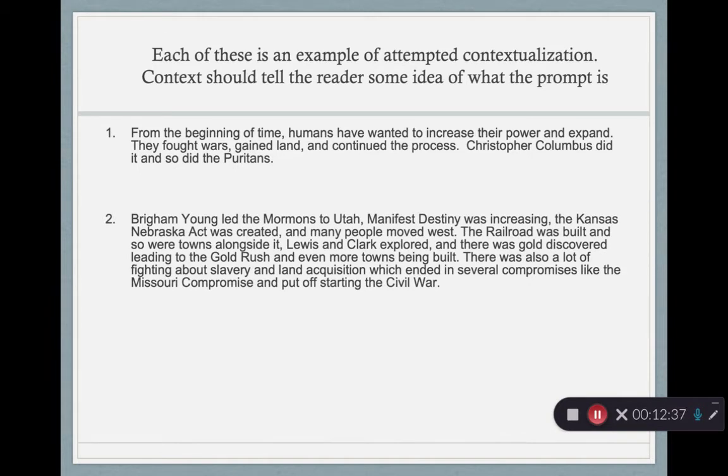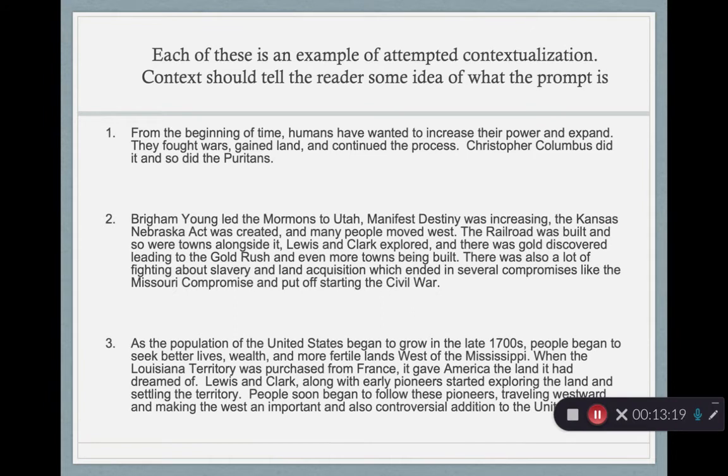Next one. Brigham Young led the Mormons to Utah. Manifest destiny was increasing. Kansas-Nebraska Act created. People moved west. Railroad built. Lewis and Clark. Gold? Slavery? Compromises. Wow. Okay, that's what we call word vomit. Now, if you've looked at my lecture, you see a lot of key terms. This is a bunch of word vomit of my key terms that, yes, those are all important concepts, but none of them are explained. I have no idea what any of this actually has to do with the actual topic. You need to explain these key terms in order to make them work. And again, you don't need that many.